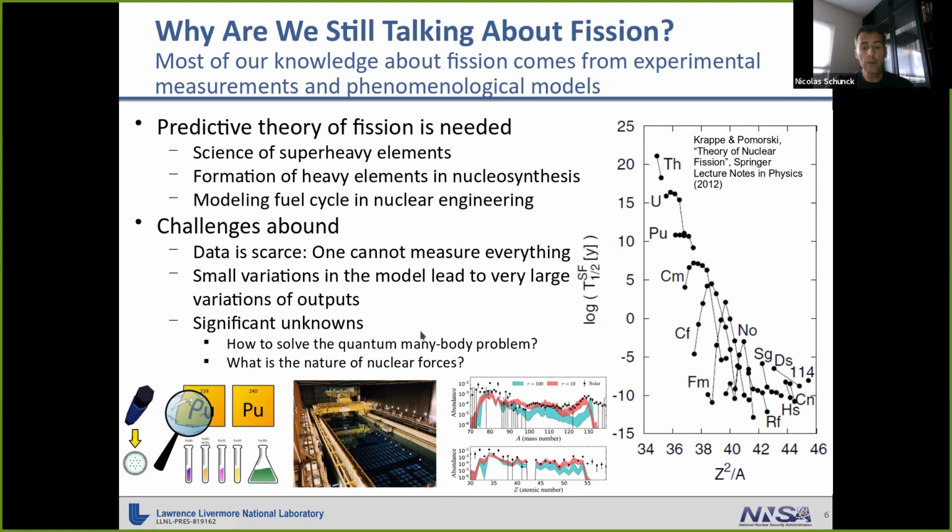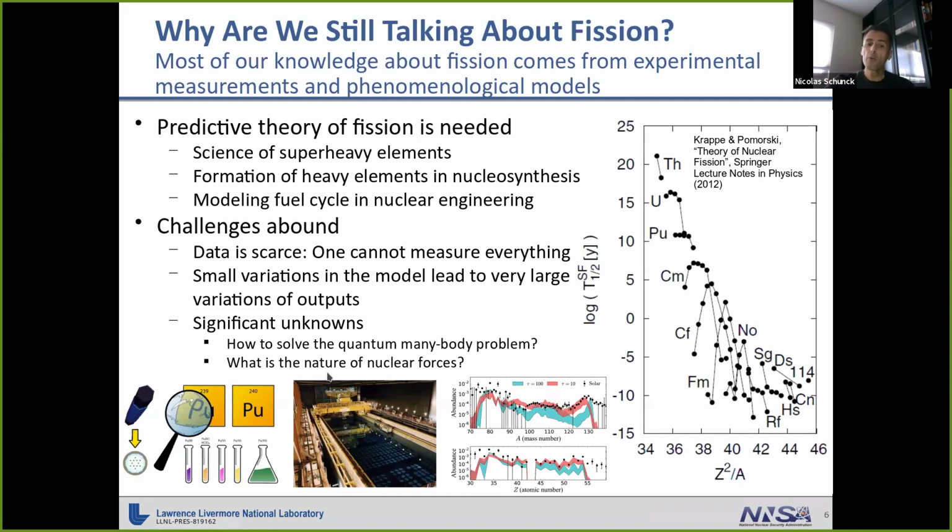In nuclear physics, fission involves atomic nuclei. We are dealing with two major problems. One is that the atomic nucleus is an example of a quantum many-body problem, where you have several constituents that are strongly interacting and at the same time obey the laws of quantum mechanics. And there is no exact solution to that problem. So you have to come up with models.